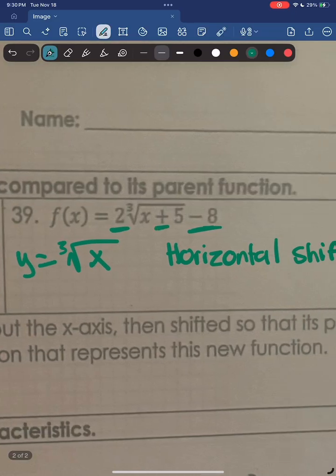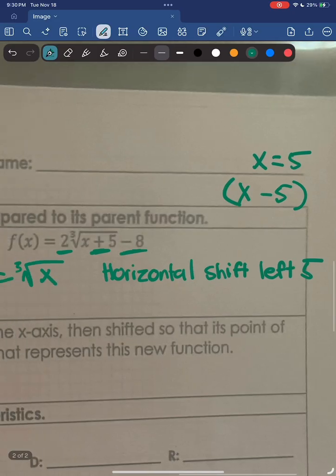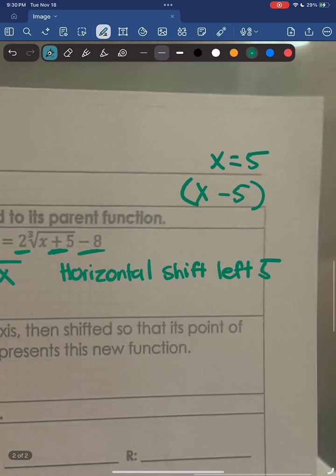So think of it like if you saw in parentheses x minus 5, right? That would be x is equal to a positive 5. It works the same concept, right? Yeah. Erase that.